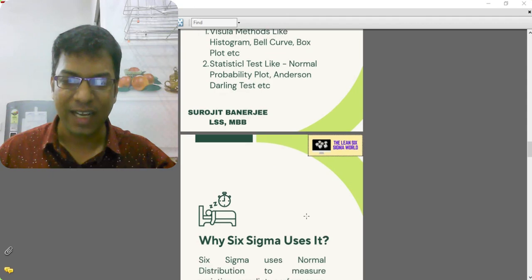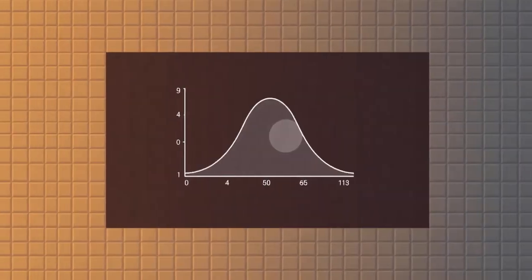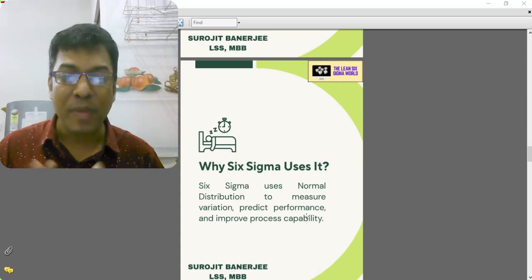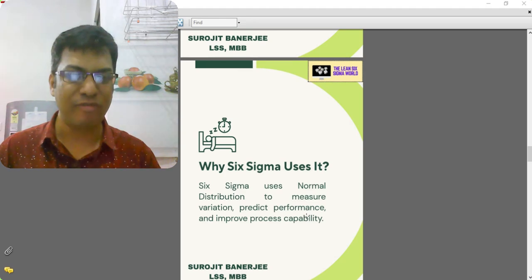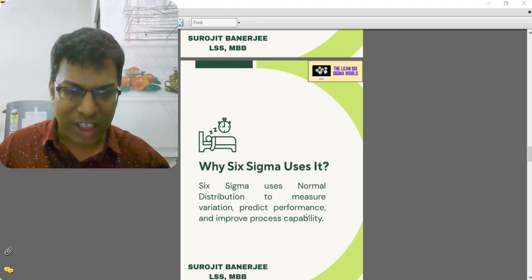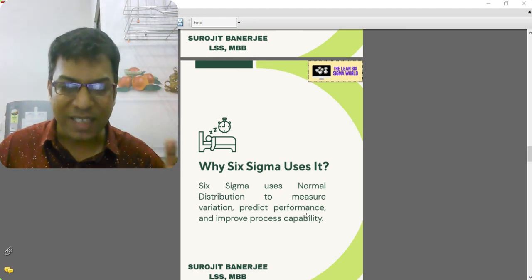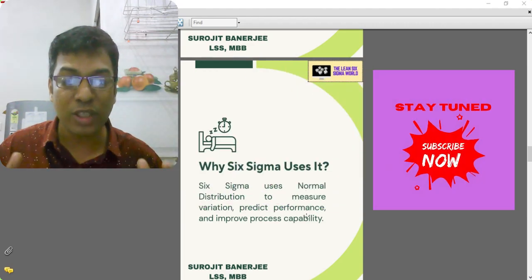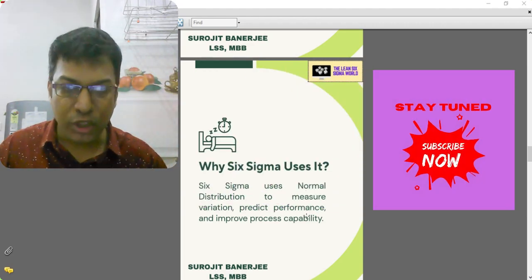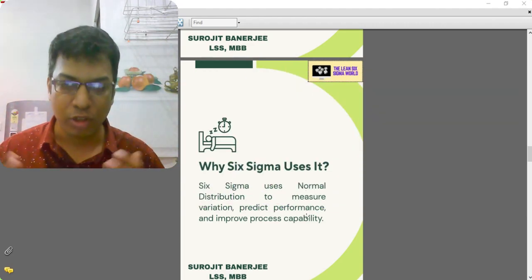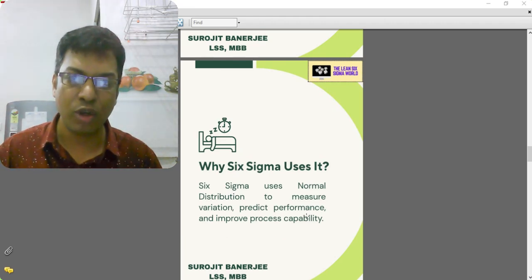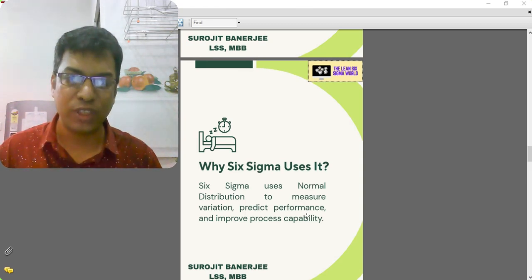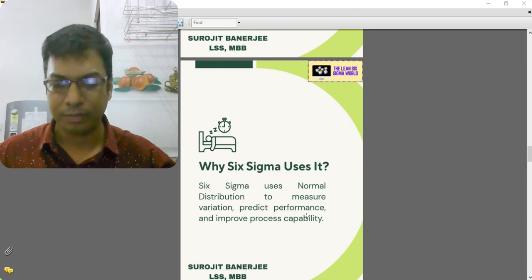Now we need to understand why Six Sigma uses normal distribution. Six Sigma uses normal distribution to measure the variation. You can find out the spread of the data set, so you can measure the variation. It predicts the performance and it improves the process capability. You can find out the process capability by using the normal distribution. That's why in Six Sigma projects we basically go for normal distribution, and we can find out the process performance by using it.